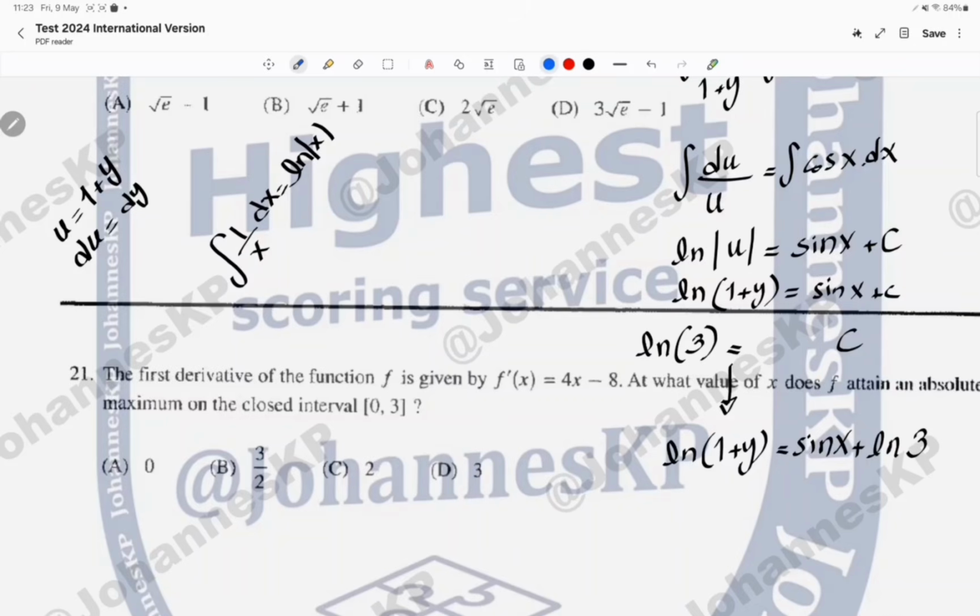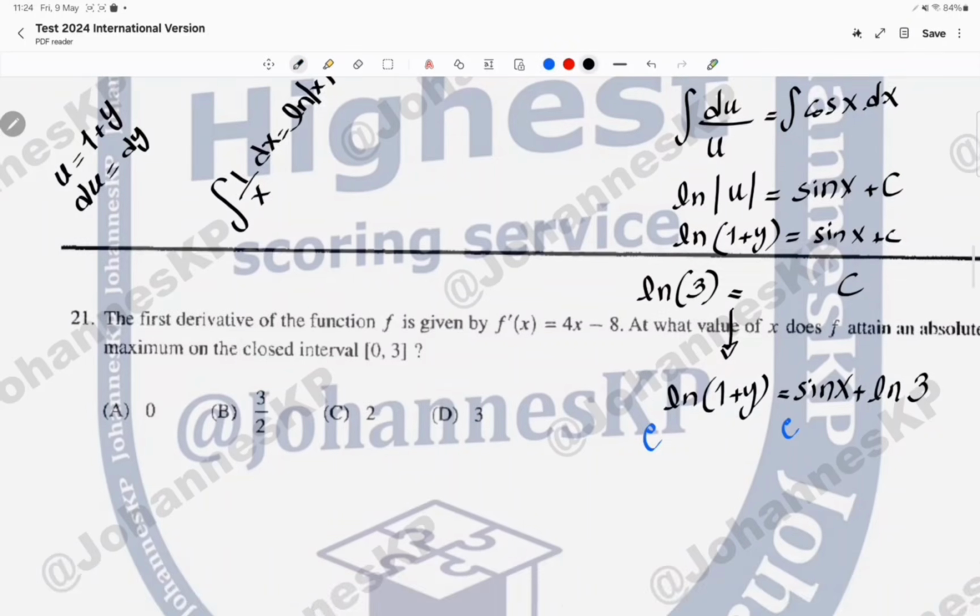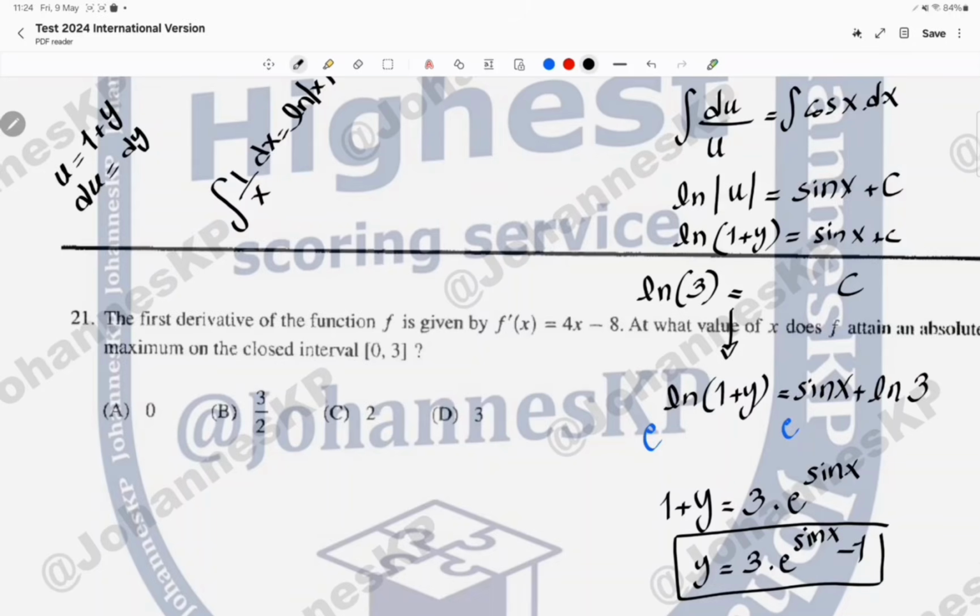I have to take e as the base. So e with ln will go away. You get 1 plus y. e with ln of 3 becomes 3. e to the sine x. So y is equal to 3e to the sine x minus 1. So y is equal to 3e^(sin x) minus 1.